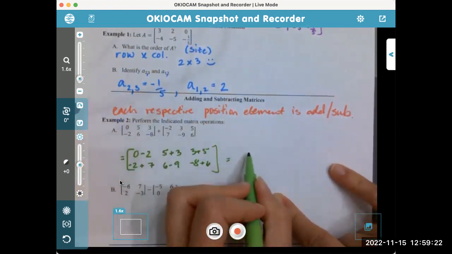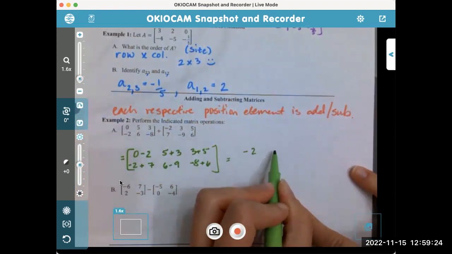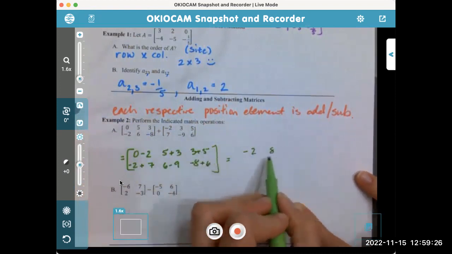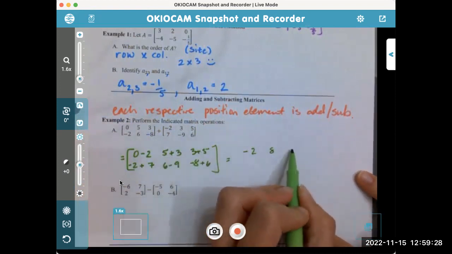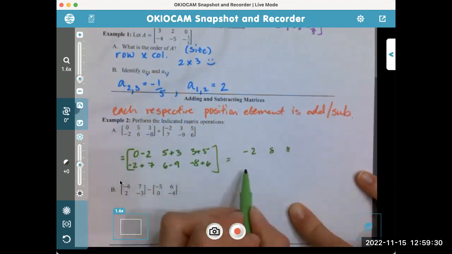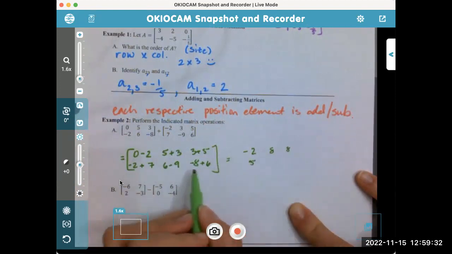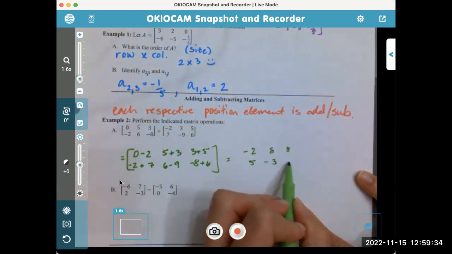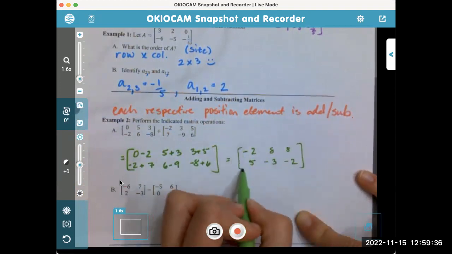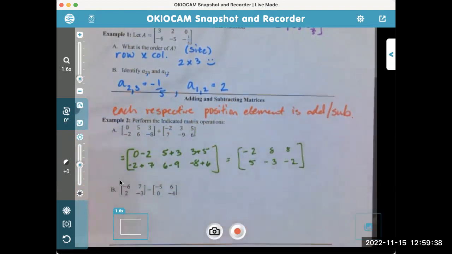So then what? Let's see if I can math without y'all in front of me. Bear with me. So 5 plus 3 is 8, 3 plus 5 also 8, -2 plus 7 is 5, 6 minus 9 is -3, and then -2. Ta-da! Oh man, y'all are gonna have to take it on faith that I know what I'm doing here. Or I can mental math, which y'all have seen happen before.